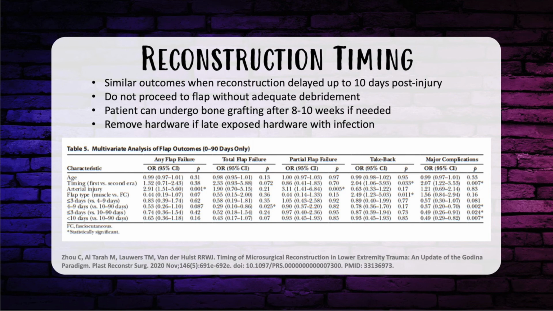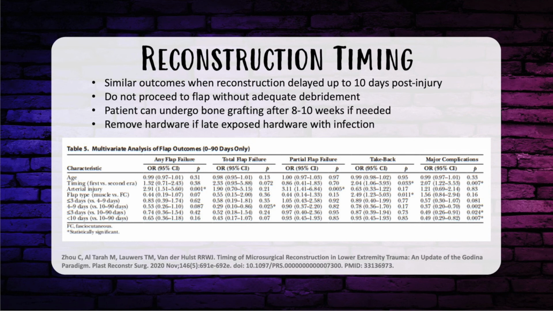Keep in mind, a common cause of free flap failure is inadequate debridement leading to infection, so if the wound is heavily contaminated, do not flap before adequate debridement. After 8 to 10 weeks, the patient can undergo bone grafting if needed. If you are using a large allogenic graft, you can add a free fibula flap for vascularized bone to decrease union time. And we're going to talk about this a little bit more in the free fibula section.